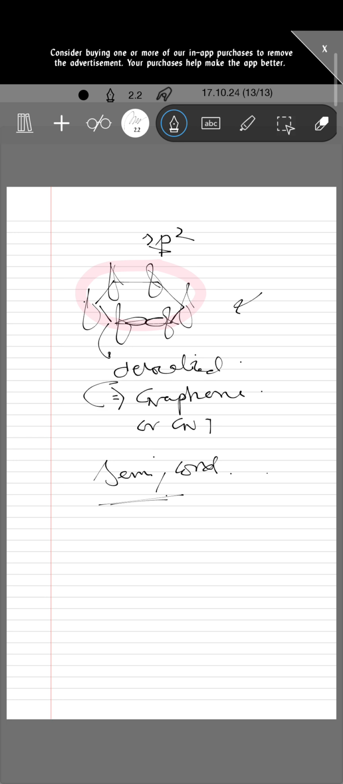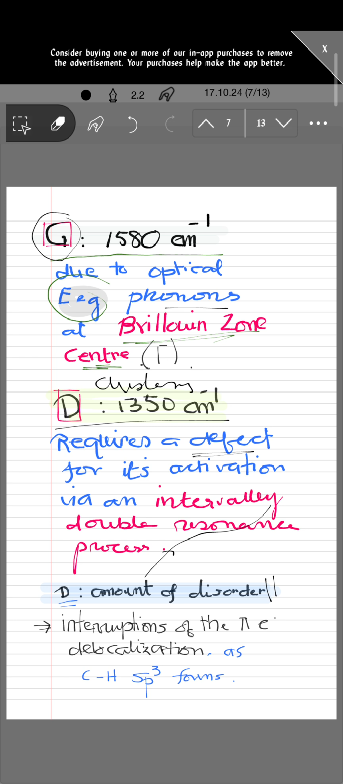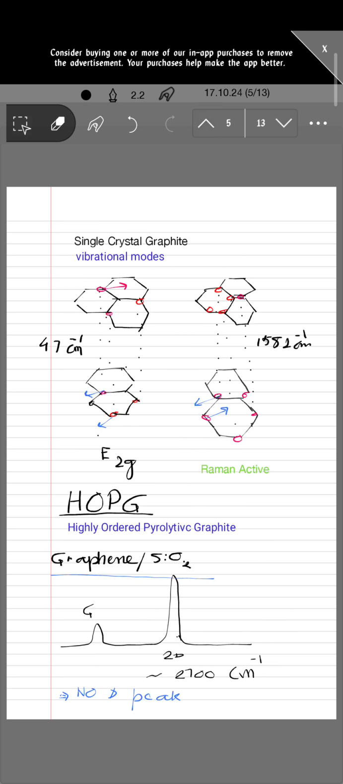So that actually gives rise to this peak. So the interactions of the pi electron delocalization are hindered as C-H, that is sp3, forms. Now, again, this E2G that we have said to be the Raman active mode is found at 47 centimeter inverse and 1580 centimeter inverse.